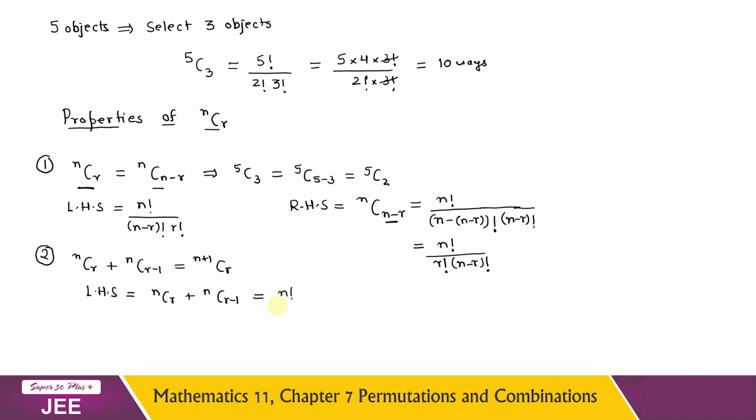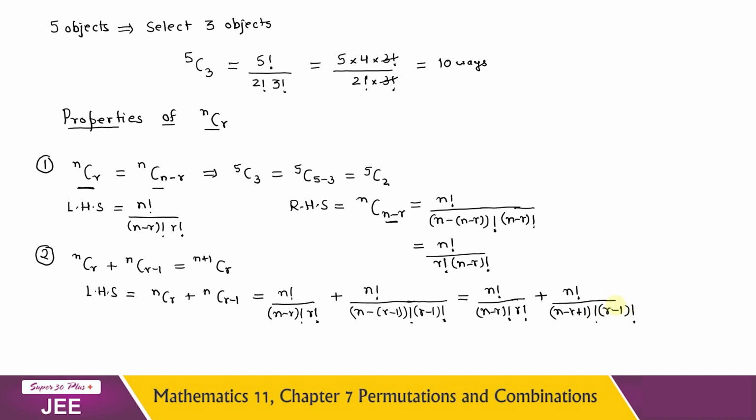written as n factorial over (n minus r) factorial, plus n factorial over (n minus r plus 1) factorial and (r minus 1) factorial. Alright, so this can be written as n factorial divided by (n minus r) factorial plus n factorial whole divided by (n minus r plus 1) factorial (r minus 1) factorial.